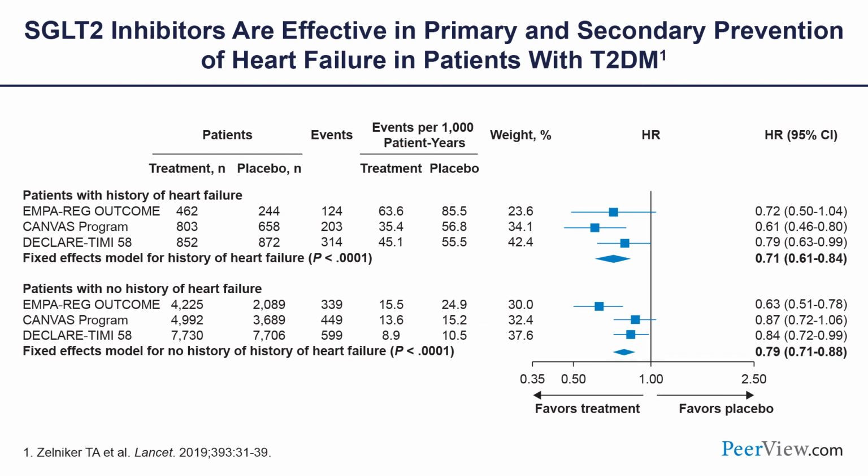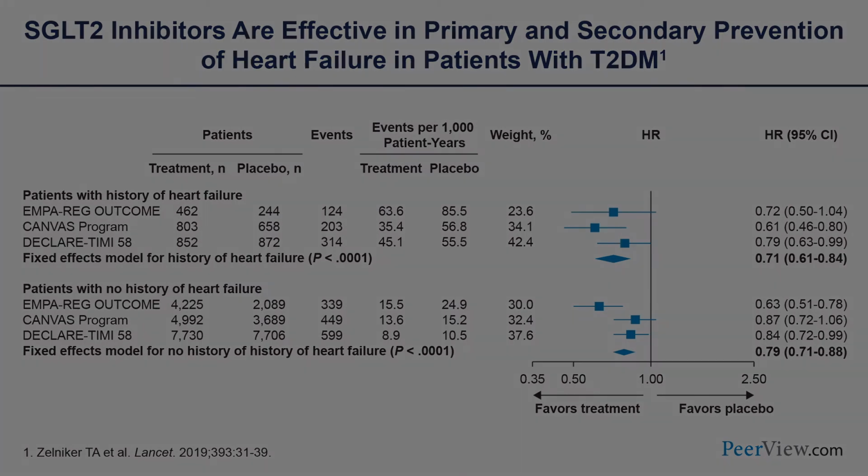And across the spectrum of the different therapies that have been tried, there are 3 different drugs within the SGLT2 inhibitor class: empagliflozin, canagliflozin, and dapagliflozin. And the 3 trials, DECLARE, EMPA-REG and CANVAS. What we see is a consistent reduction, as is seen here on the slide, for the risk of heart failure hospitalization across all the trials and across these various different patient types.